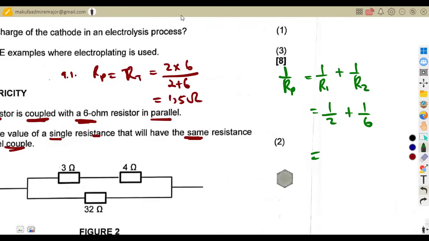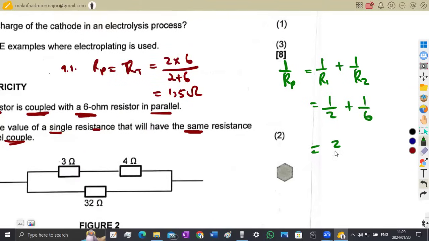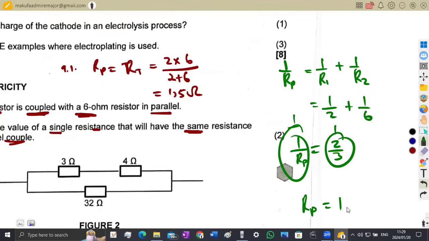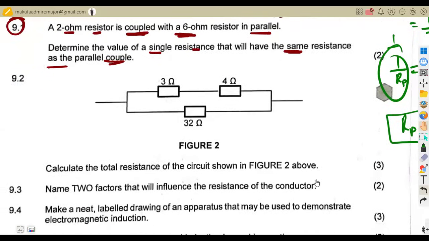Let's just quickly check this on our calculator. That's 1 over 2 plus 1 over 6, which is 2 over 3. That's 1 over Rp. So to find Rp, you just take 1 over this, and we get the answer. It's simply 1 divided by that answer, the reciprocal, the inverse. So that will be 1,5 ohms in that case. All right, that is the parallel resistance that we have there. There are so many ways of killing a cat, as you can see, or so many ways of simplifying this.